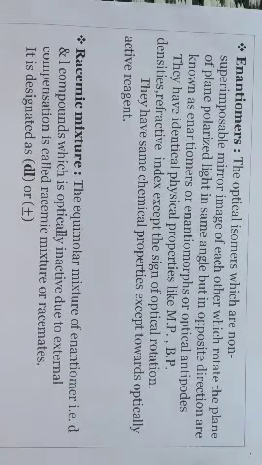Now we'll go to one more concept, termed enantiomers. What are enantiomers? Enantiomers are the optical isomers which are non-superimposable mirror images of each other, which rotate the plane of plane polarized light by the same angle but in opposite directions. That is called enantiomers, also called enantiomorphs or optical antipodes. They have identical physical properties like melting point, boiling point, densities and refractive index, except the sign of optical rotation. They have the same chemical properties except towards optically active reagents.